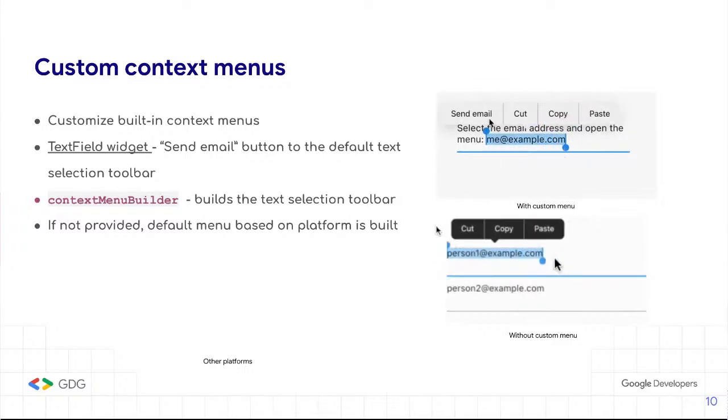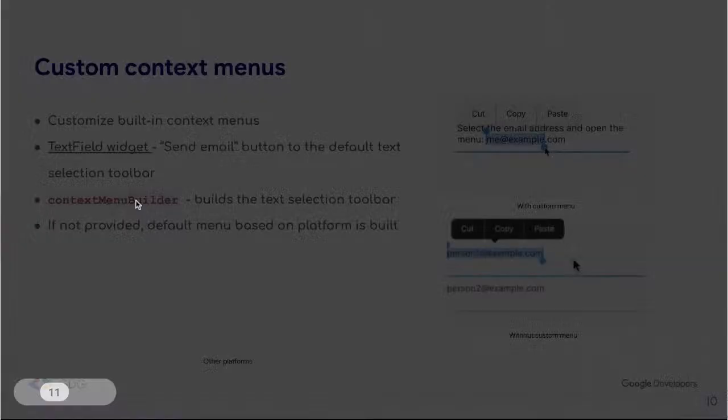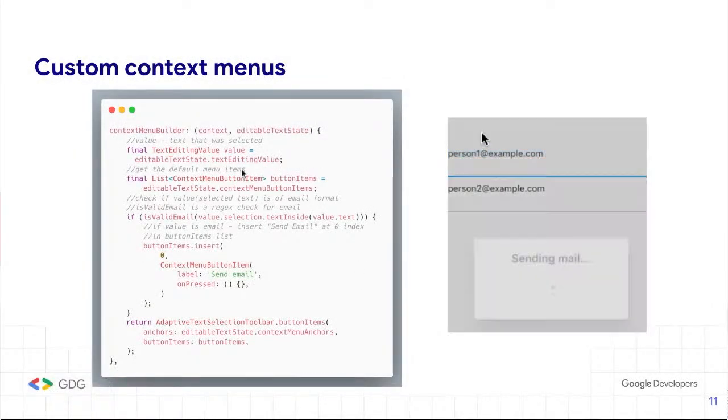you can add another option to that list, the context menu list. Right now it is just cut, copy, and paste. So when I select the entire email there, it's going to show me a send email option as well. And how do we do it? There is going to be a context menu builder. So let us take a look at the code.